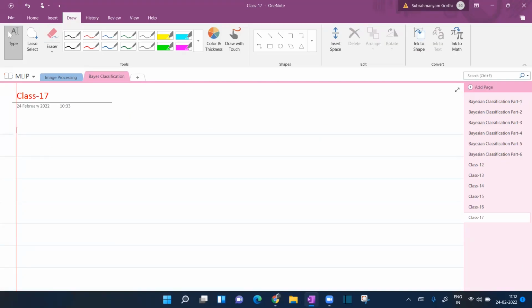For reference, let's first write again the univariate Gaussian function that we have worked out and analyzed yesterday.